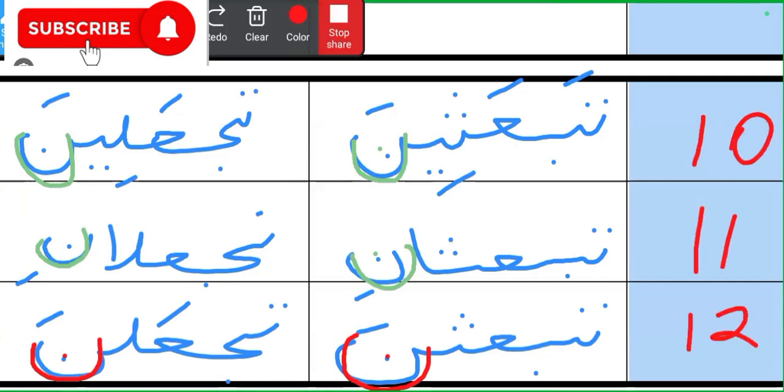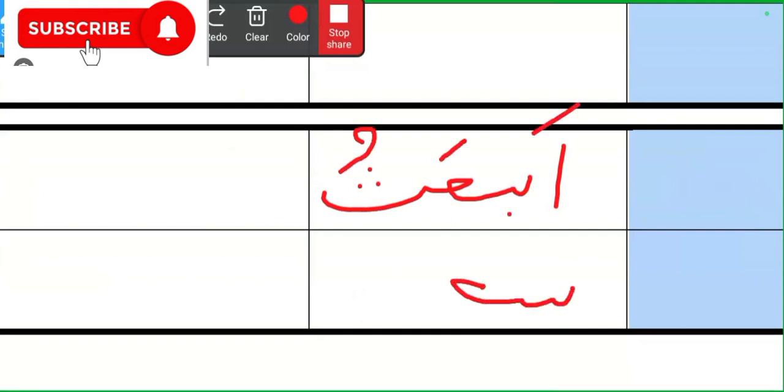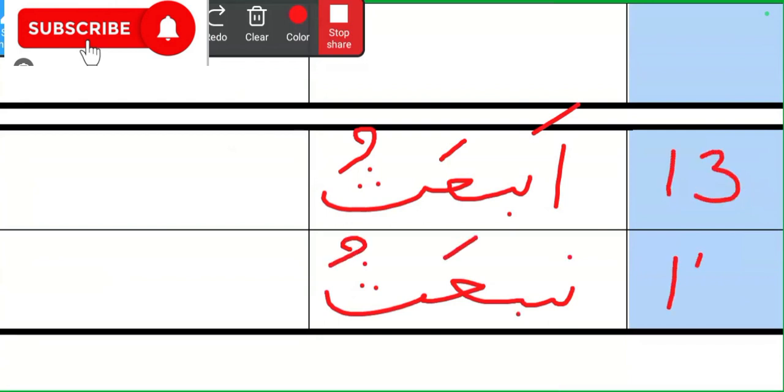And then we move on to 13 and 14, which is ab'asu, nab'asu, which is sigha number 13 and 14, which is ana and nahnu. Ana ab'asu, nahnu nab'asu. أنا أجعل، نحن نجعل.